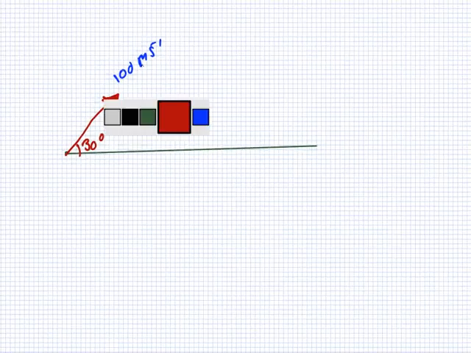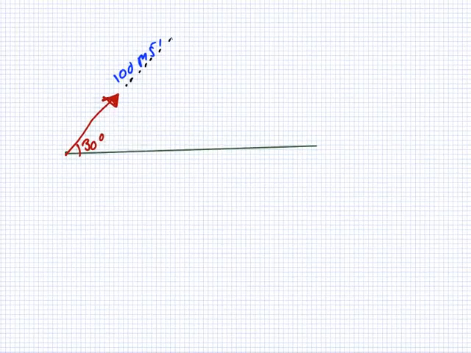A projectile is fired at 30 degrees, and the speed is 100 meters per second. So of course you know what will happen. It will move up in the air and then come back down and then land here, for example.